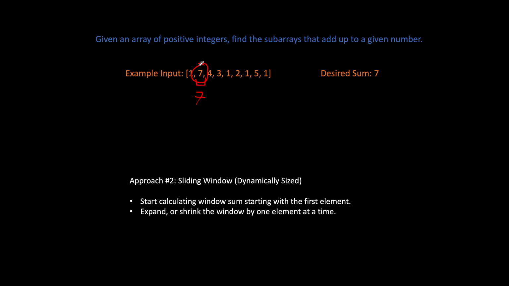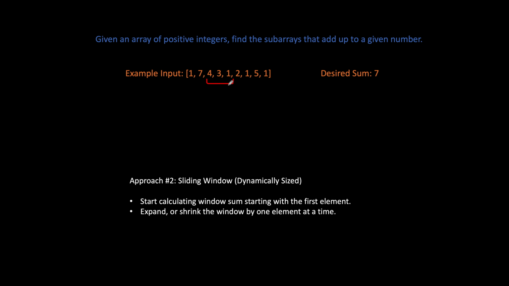The first subarray that satisfies our constraint and adds up to 7 is just 7. So we're going to expand it again, and it's going to be 11, which is above 7. So we will have to shrink it, and it's going to be only 4. Then we're going to expand it, it's going to be 7, and there we go. We found the second subarray that adds up to 7.